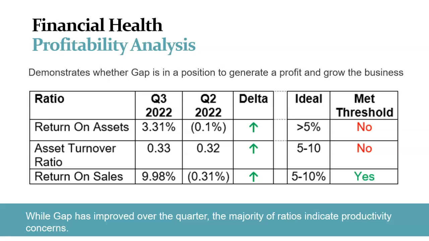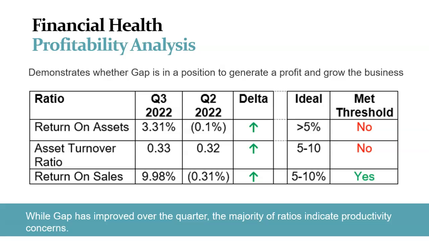The return on sales ratio gives analysts a way to measure how efficiently a company can convert sales and revenue into profit. Companies need to be able to control expenses to make sure that operational income is generating a net gain. Gap's third quarter performance has once again demonstrated impressive improvement in all three of these ratios.